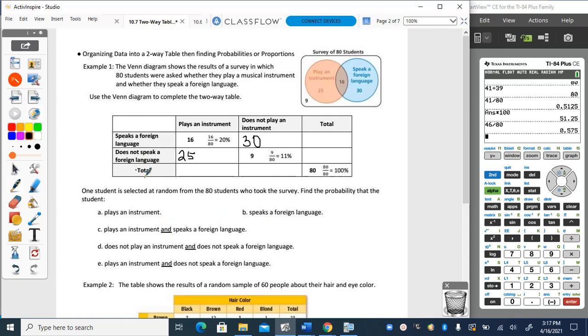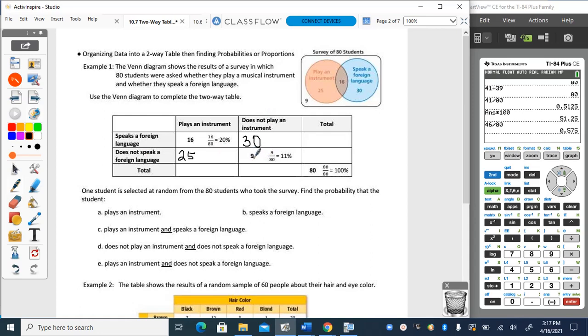And also you notice out here on the ends, we have totals. That means we want to add up everything. But let's backtrack a little because we got one more section I forgot about. Then we have all this around the two circles. We have this 9. That's students who don't play an instrument and who don't speak a foreign language. So doesn't play an instrument, doesn't speak a foreign language.